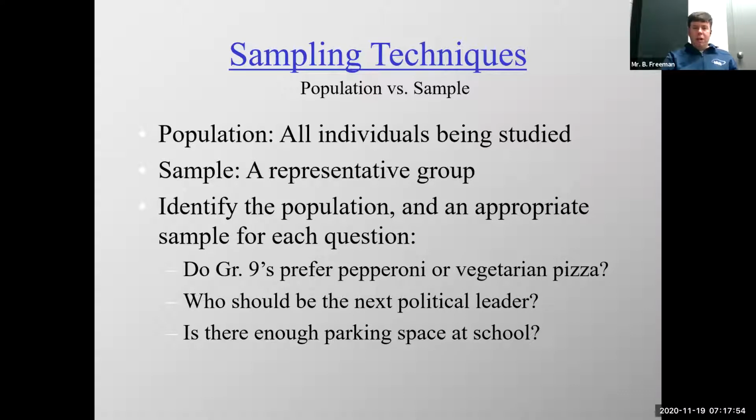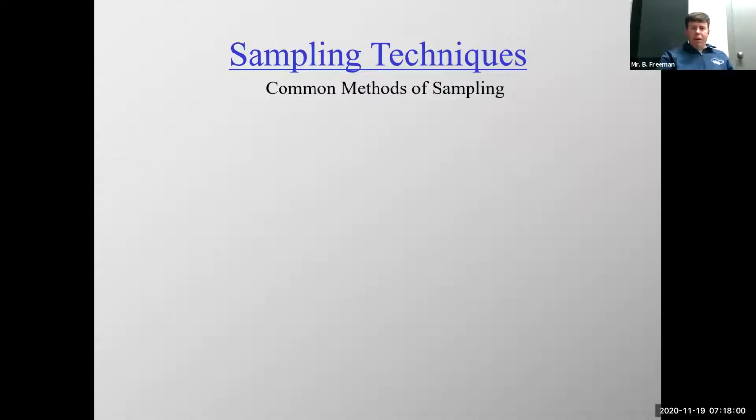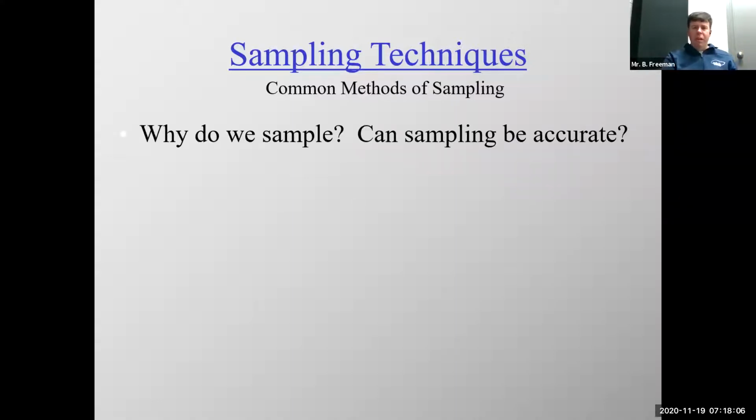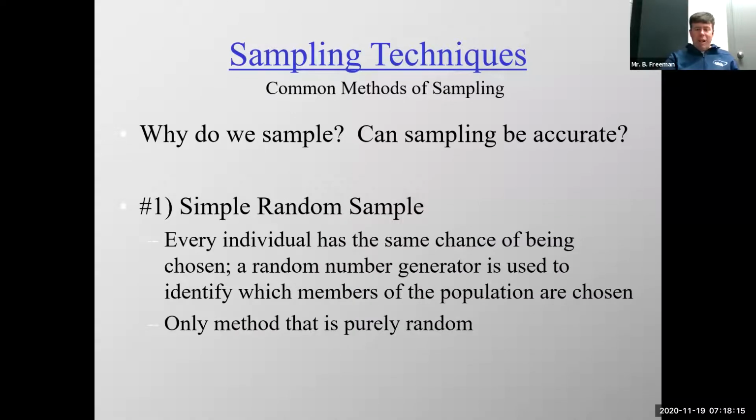So the key is just to identify the population and then to choose an appropriate sample. And you'll have to keep track of about 6 different methods of sampling, the 7th method being a combination of some of the others. So why do we sample? The biggest reason is to save time, to save cost. Can sampling be accurate? Absolutely it can, but it requires getting a group that is representative of the population.